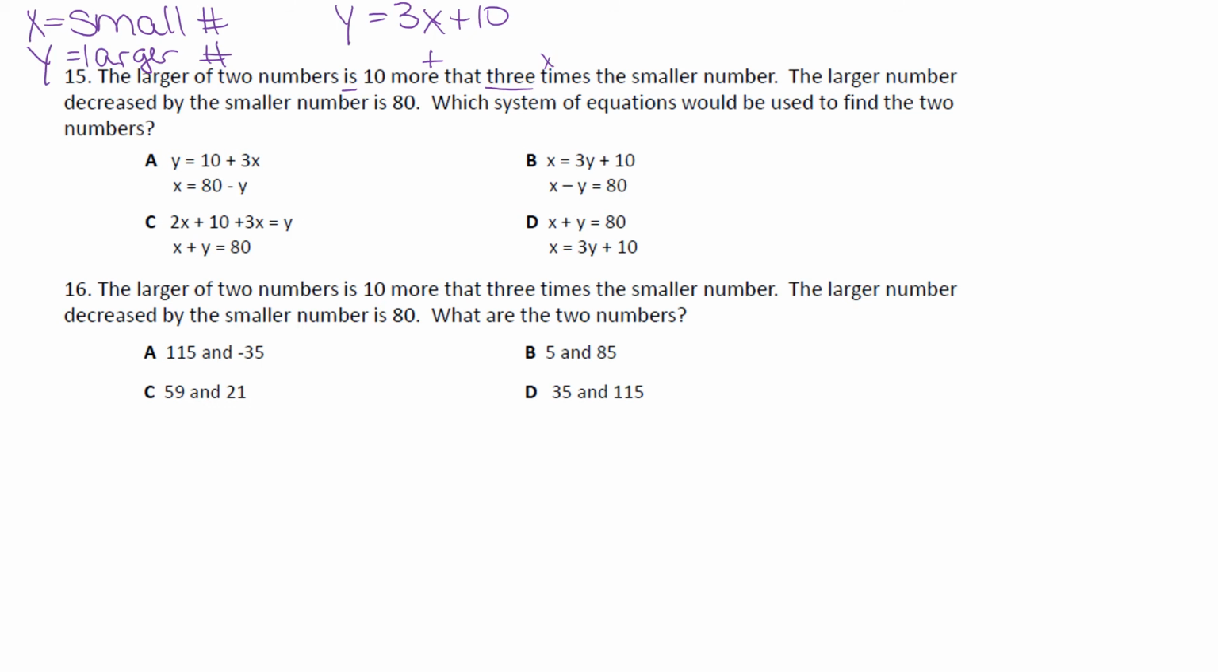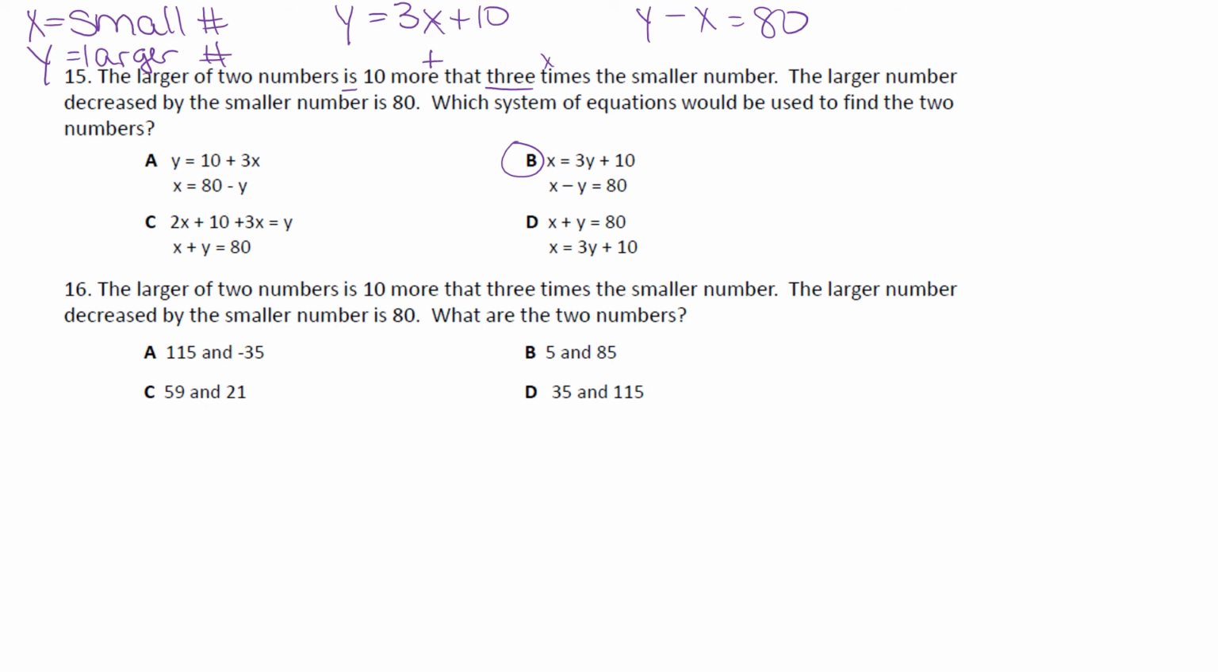Then it says the larger number decreased by the smaller number is 80. So the larger number minus the smaller number, decreased by would be subtraction, equals 80. So then we need to find our answer, and that would be letter B.